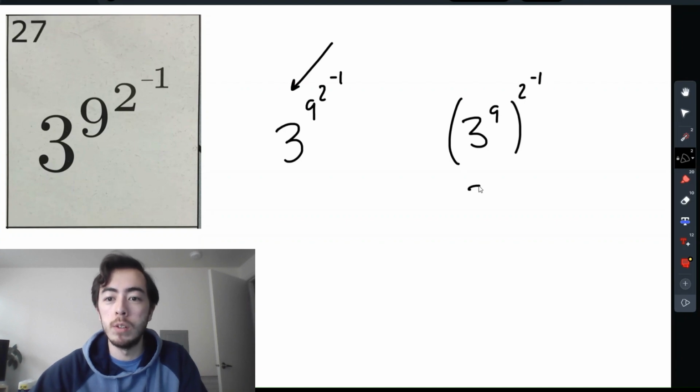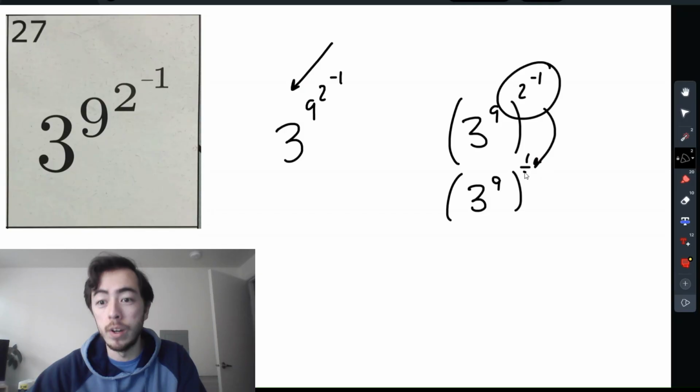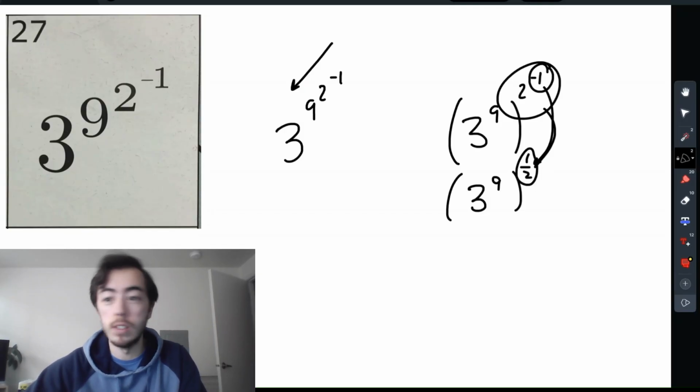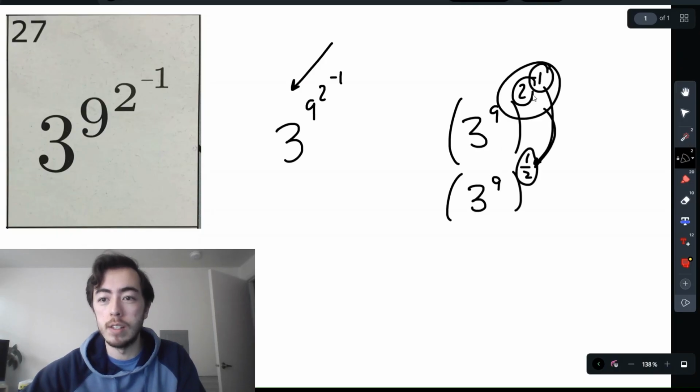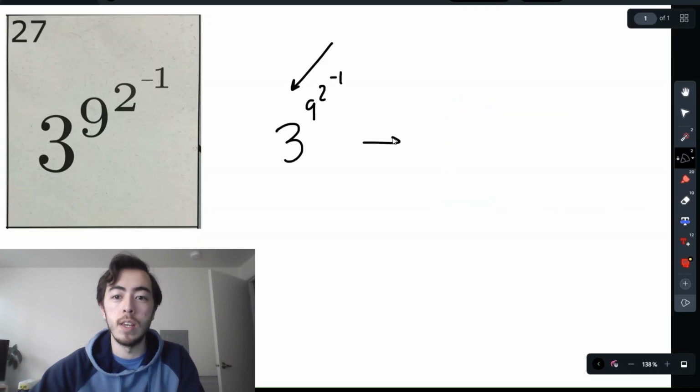Like here, I would do 3 to the power of 9 first and figure out what that number is. And then I would raise it to the power of, well, I would do this exponent and do 1/2 because negative exponents tell you to find the reciprocal of the base here. But of course, that's not what's happening today. We don't have any parentheses here. But I guess that does mean that the first step is the same.